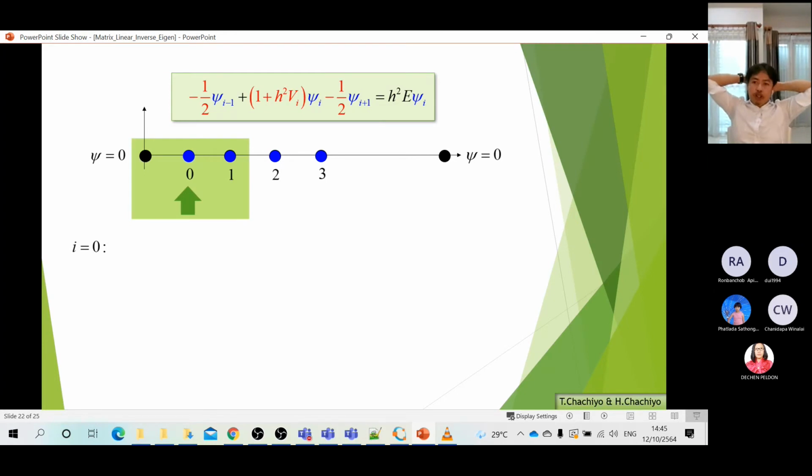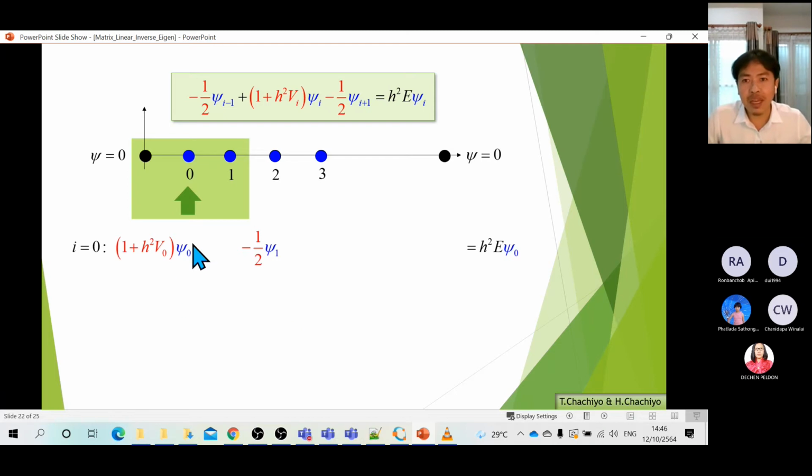Let's focus our attention at the first point in the label, the i equals 0. If you look at this pattern, you always have 3 points: the one in the middle, the one on the left, and the one on the right. On the left, you always multiply by minus 1/2. On the right, it stays minus 1/2. In the middle, you have that something there. So let's focus on this 0 point. Can we write an equation for this 0 point? Yes, we can.